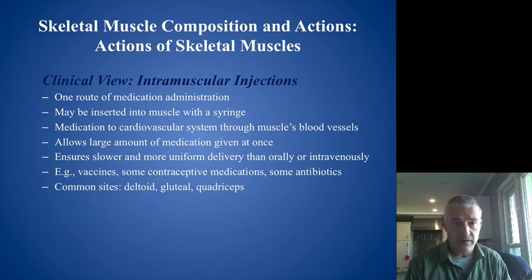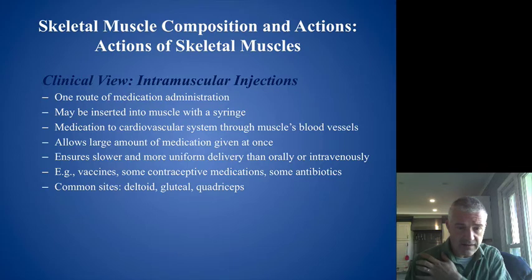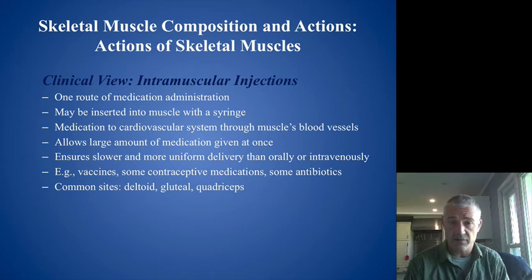A lot of times they do intramuscular injections. A lot of times the deltoid is the main thing there. The deltoid and the gluteus maximus are a lot of times where they're doing that one. It allows a large amount of medication to be given without it going directly into the bloodstream.